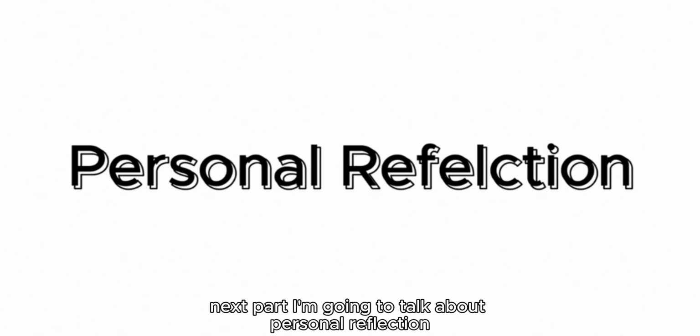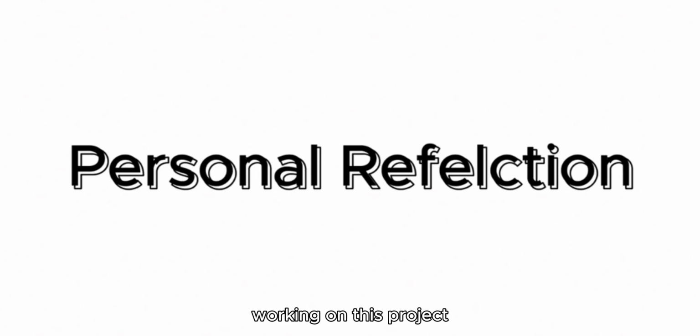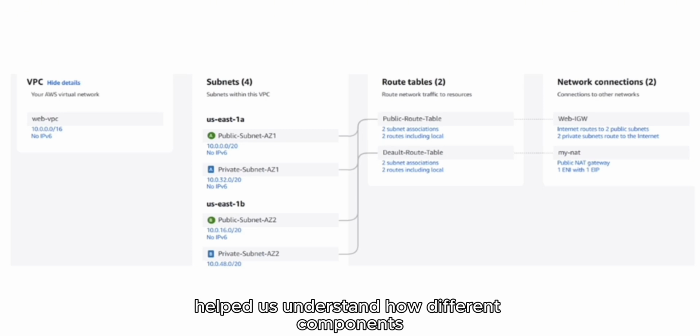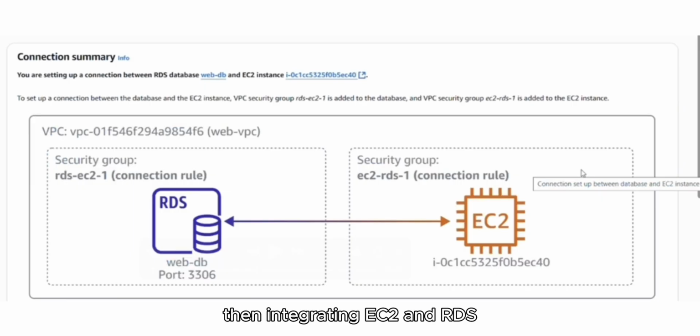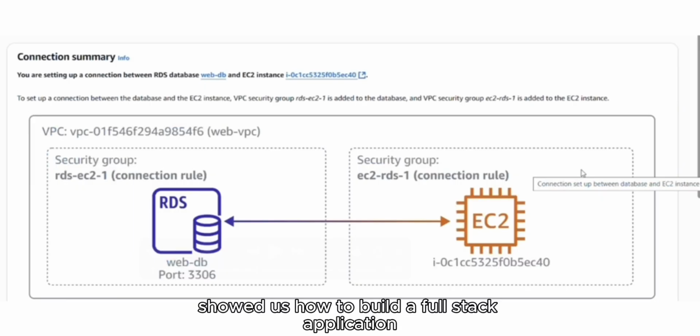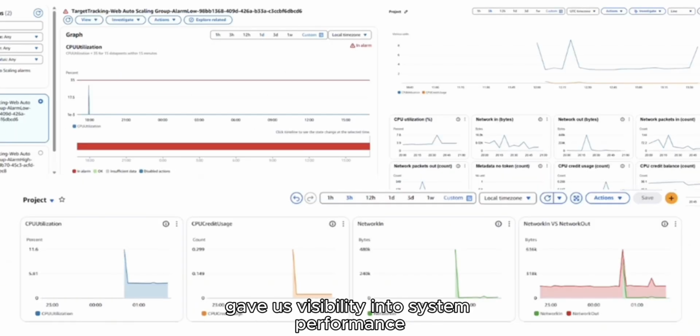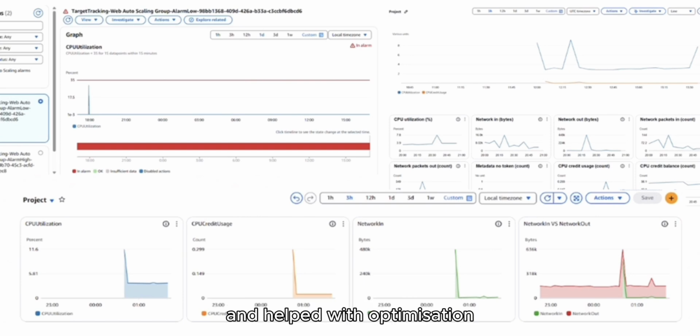Next part, I'm going to talk about personal reflection. Working on this project has taught us a lot about how cloud systems are structured in real life. Here are some key takeaways. First, the hands-on VPC setup helped us understand how different components like subnets, NATs, and gateways connect securely. Then integrating EC2 and RDS showed us how to build a full-stack application on the cloud. And lastly, using CloudWatch gave us visibility into system performance and helped with optimization.